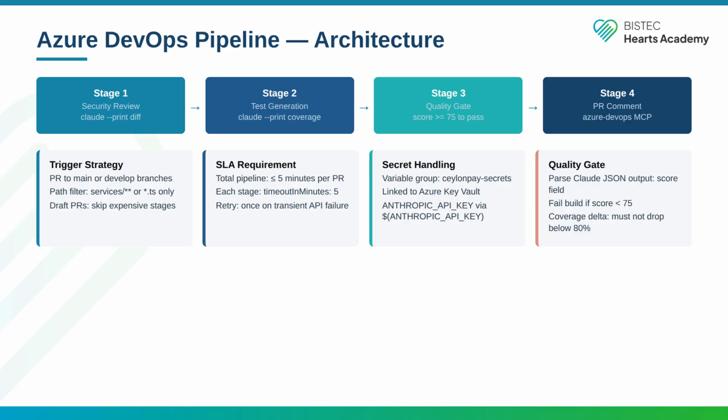Stage 3 is the quality gate proper, parsing stage 1's JSON output and failing the build conditionally. In the four-stage architecture shown here, the quality gate check is embedded at the end of stage 1, and stage 2 is gated on stage 1 succeeding. Stage 4 posts structured feedback to the PR via the Azure DevOps MCP server. This makes Claude's findings visible to human reviewers in the pull request interface with severity labels.